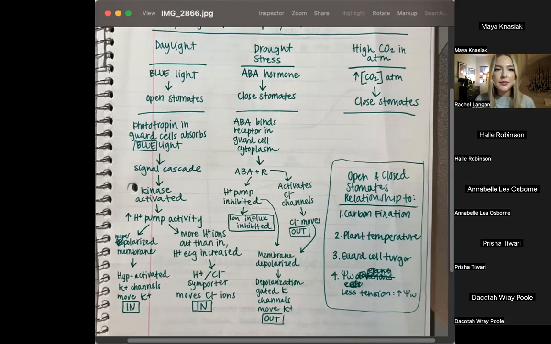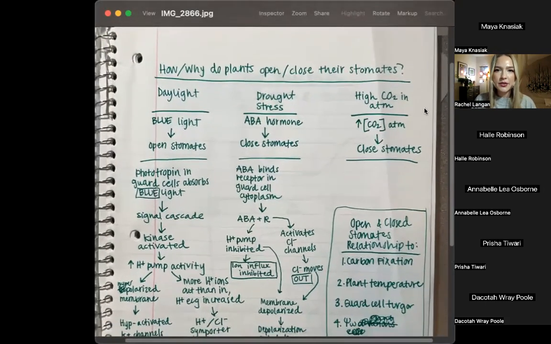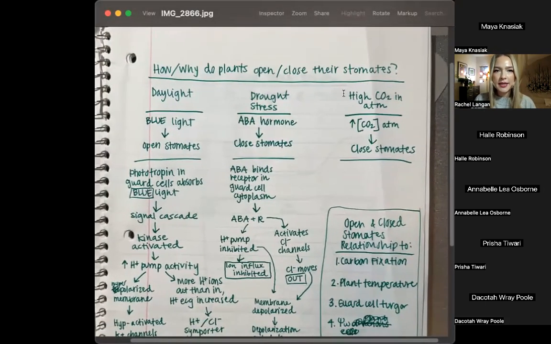All right. The last way we get stomates opening and closing that we talked about is high CO2 in the atmosphere. We didn't go over a flow diagram for that one. You should just know that as you increase the amount of CO2 in the atmosphere, it seems like the plants may be closing their stomates in response to that.